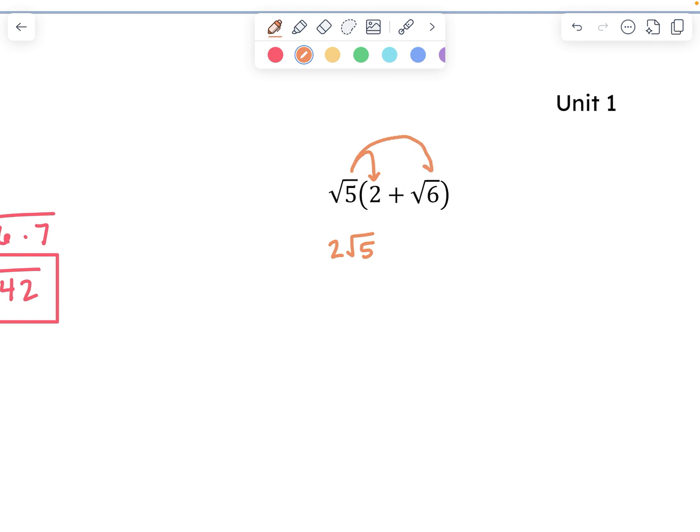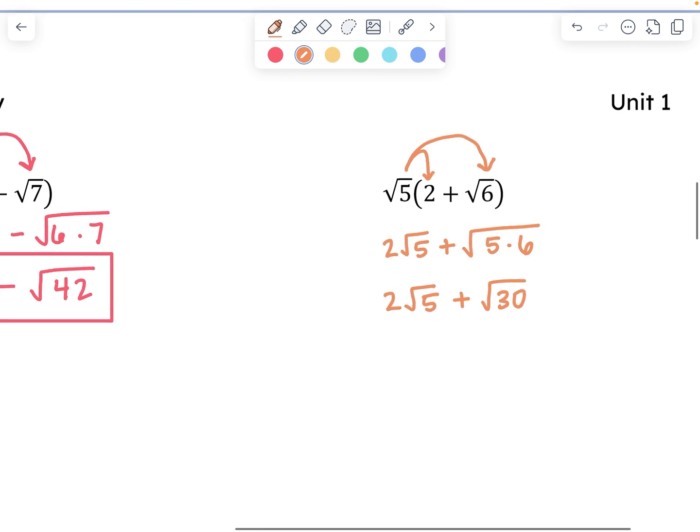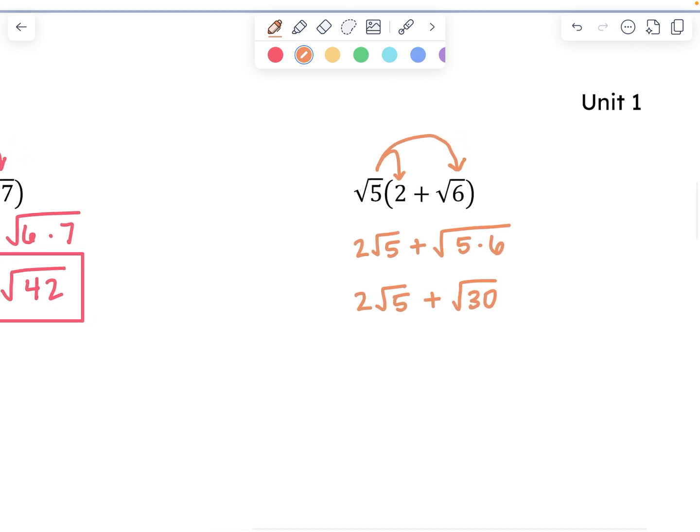And then when I come over here, I've got the square root of 5 times the square root of 6. So that's where I can multiply the insides together. So I get 2 square root of 5 plus the square root of 5 times 6 is 30. And we already know from the first part that that square root of 30 is not going to break down. So that's my answer.